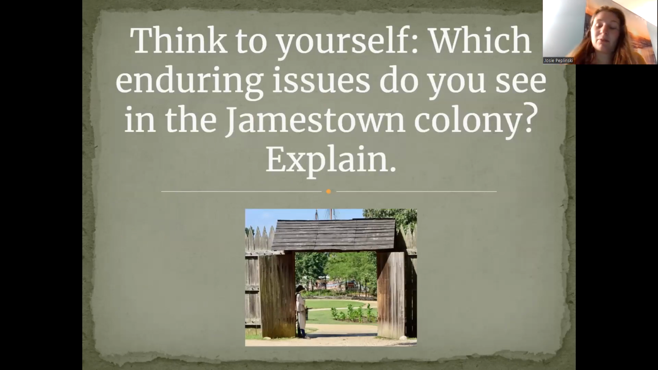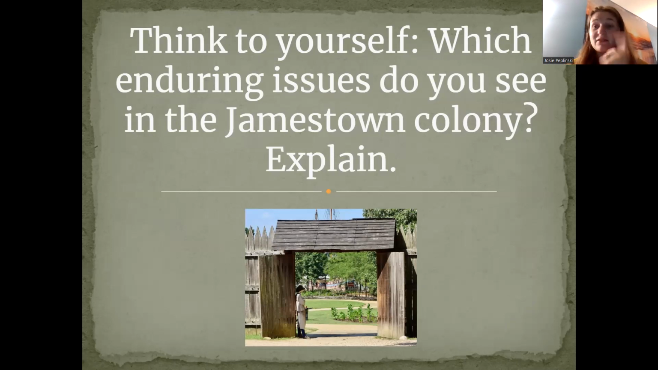Now, one of our previous lessons, day 1 or day 2, was on enduring issues. So enduring issues, again, are the 9 categories that we look for throughout history to explain some thematic connections throughout multiple lessons. So pause and think to yourself, what are some that you see as connections here? You can connect a lot of them.